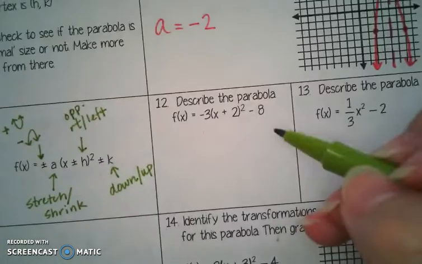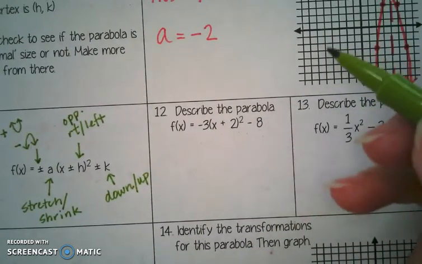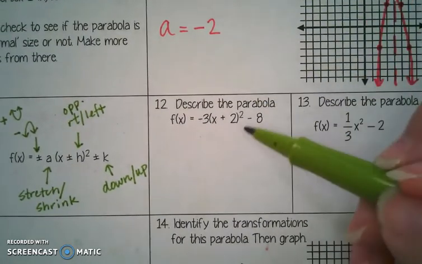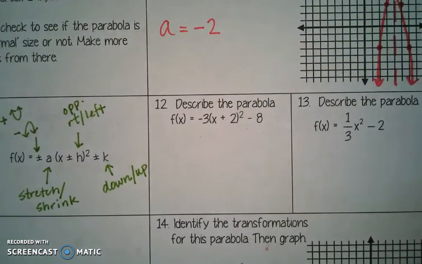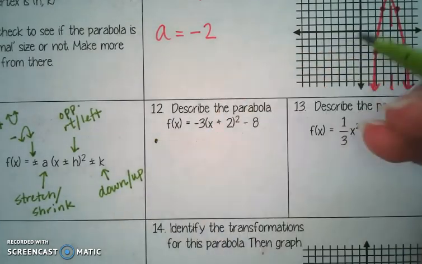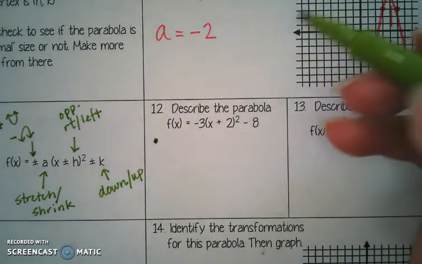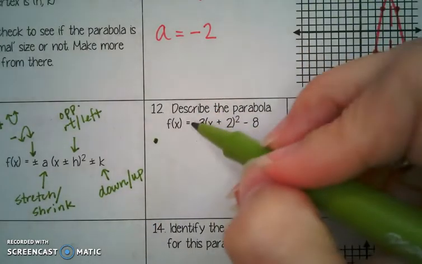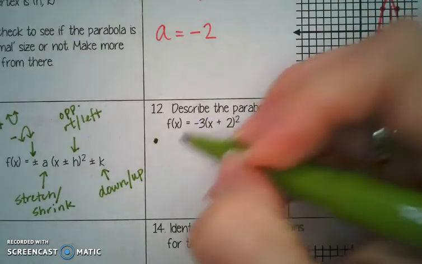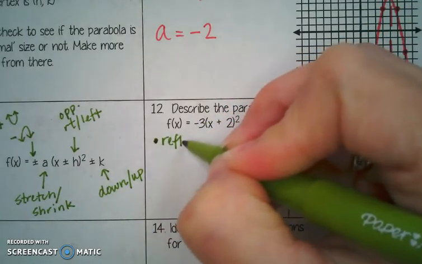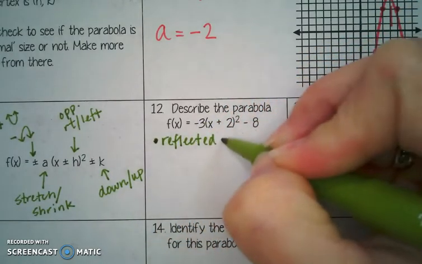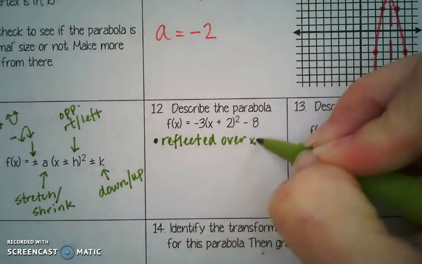Okay, so describe the parabola. All right, so I'm just going to start with the vertex. It doesn't matter. Order's not important. And in fact, I'm just going to do little bullet points. So, you know what? I changed my mind. Let's start at the beginning. So first up, this negative tells us that it is reflected over the x-axis.